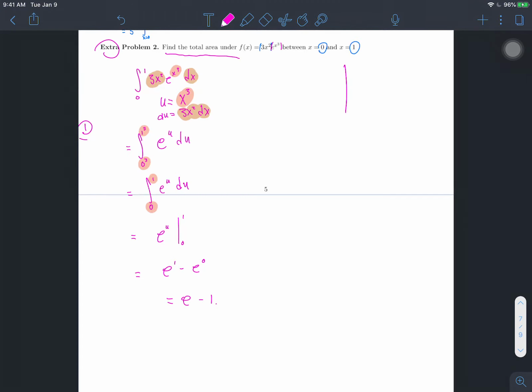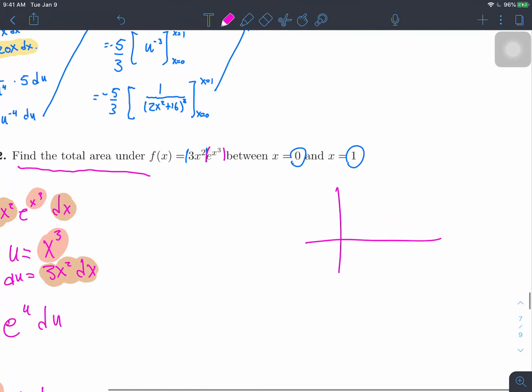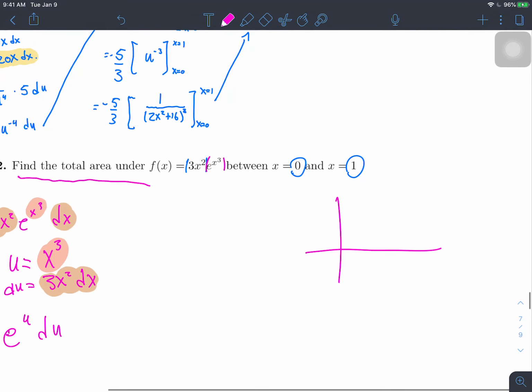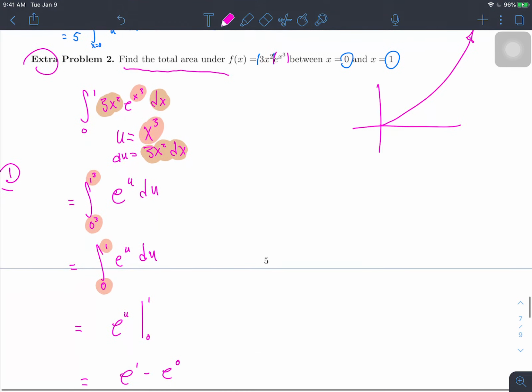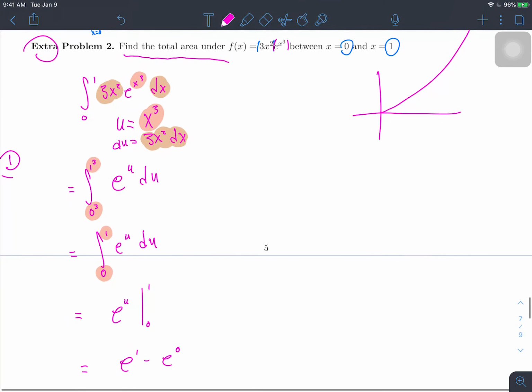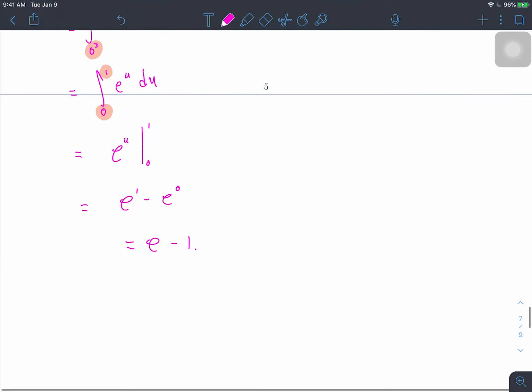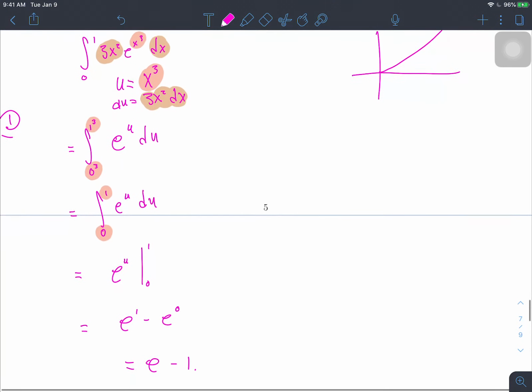What does it look like? I'll draw you a quick graph. It looks something like this. Okay. Questions about that problem?